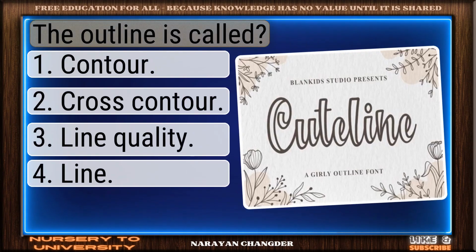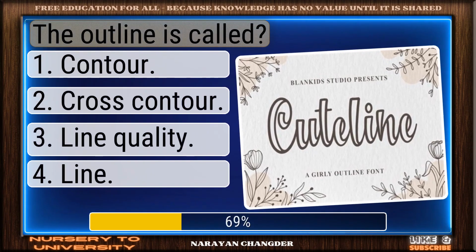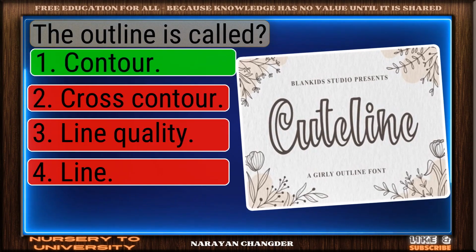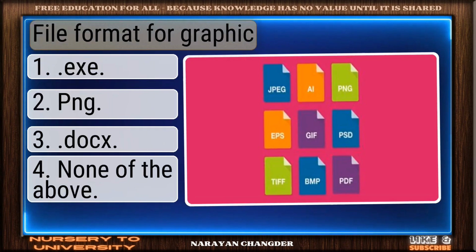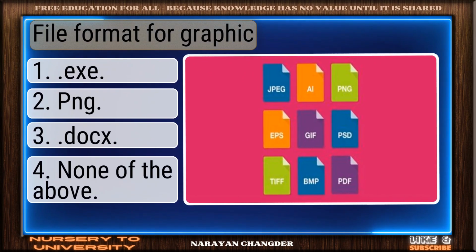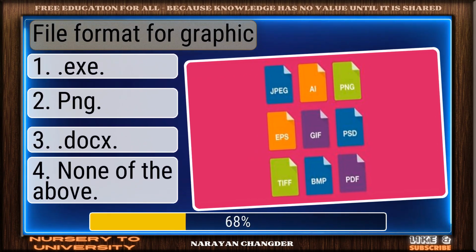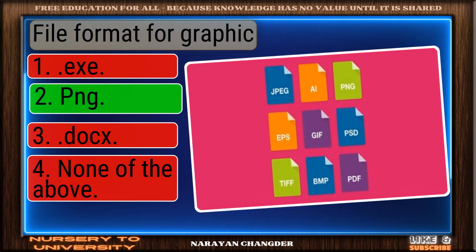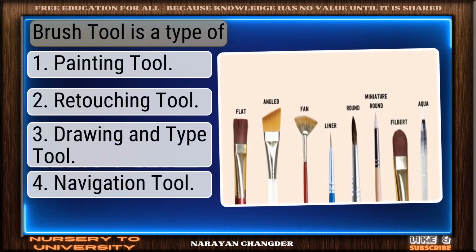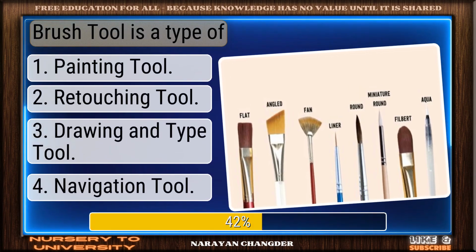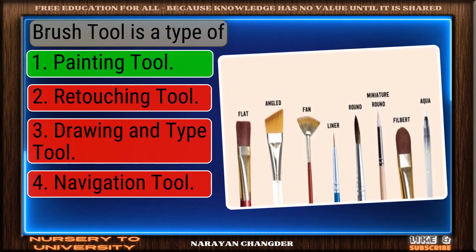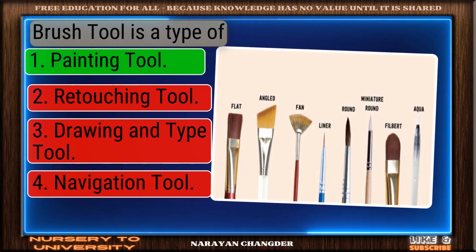The outline is called. Excellent choice. Contour is right. File format for graphic. Right again. PNG is valid. Brush tool is a type of. Smart pick. Painting tool is correct.